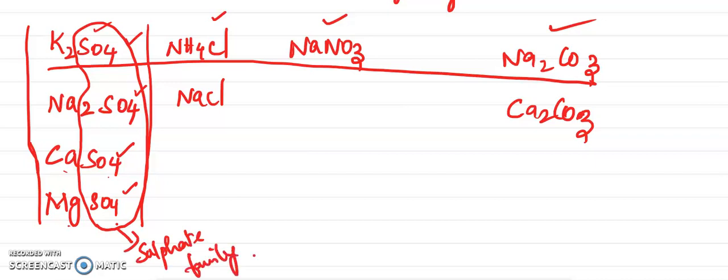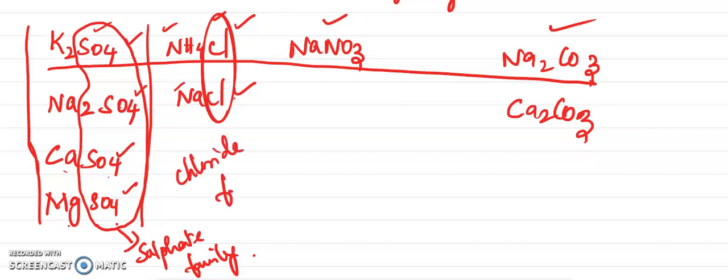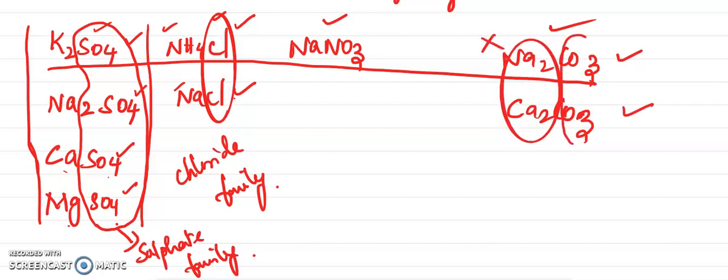Now see here, this is also a salt, NH4Cl and NaCl. This is different, that is different, but there is a common radical, Cl is there, so you can say this is a chloride family. Here this is Na2CO3, sodium carbonate, and calcium carbonate. This is not actually the same, but the carbonate group is the same, so this is called carbonate family.